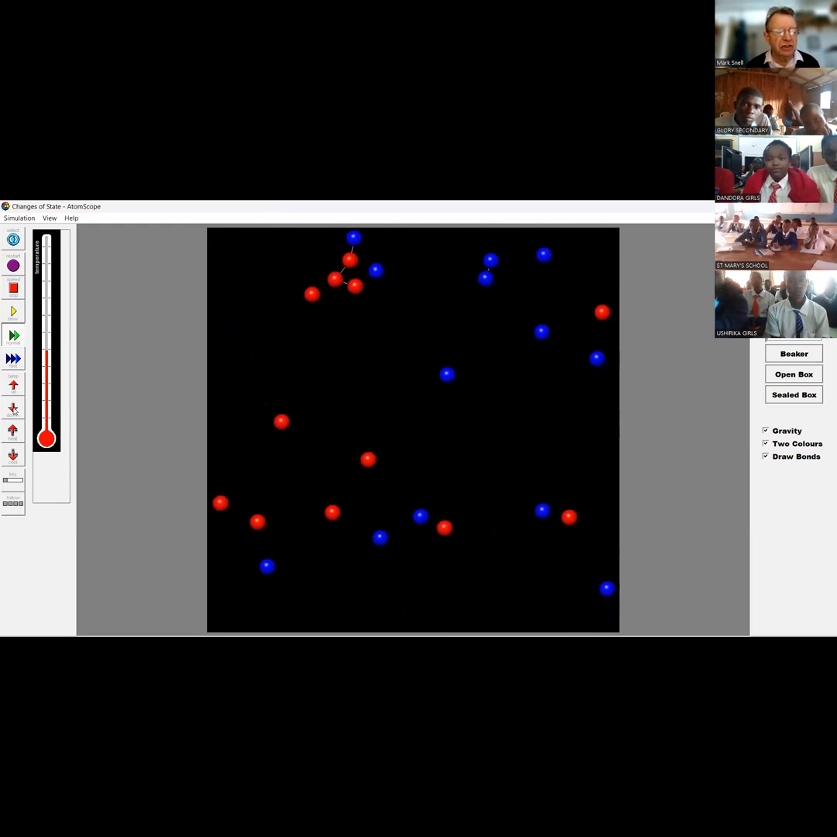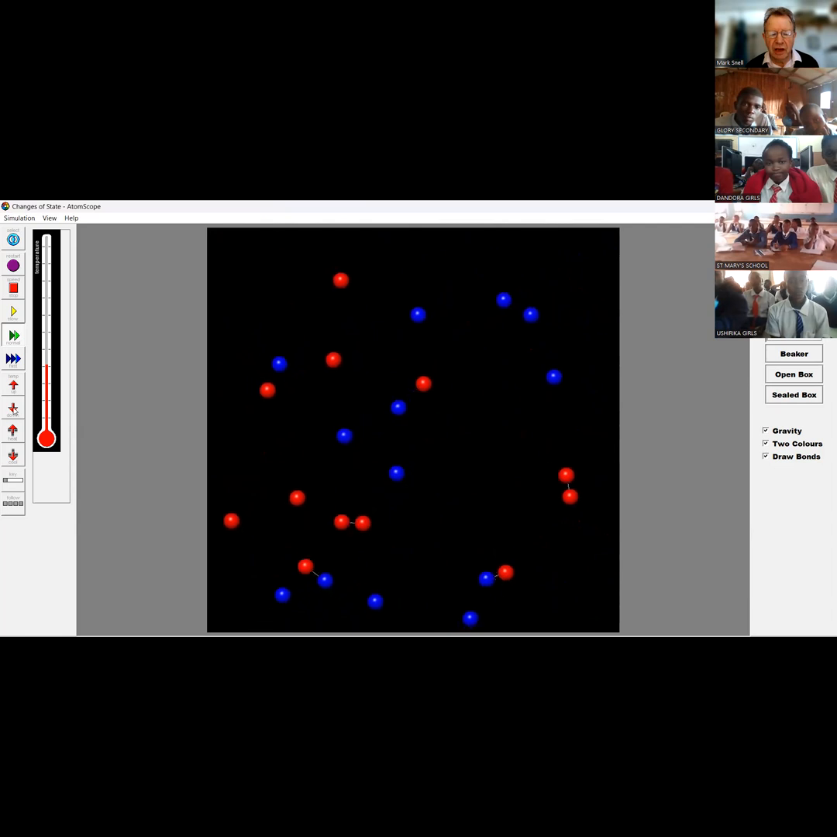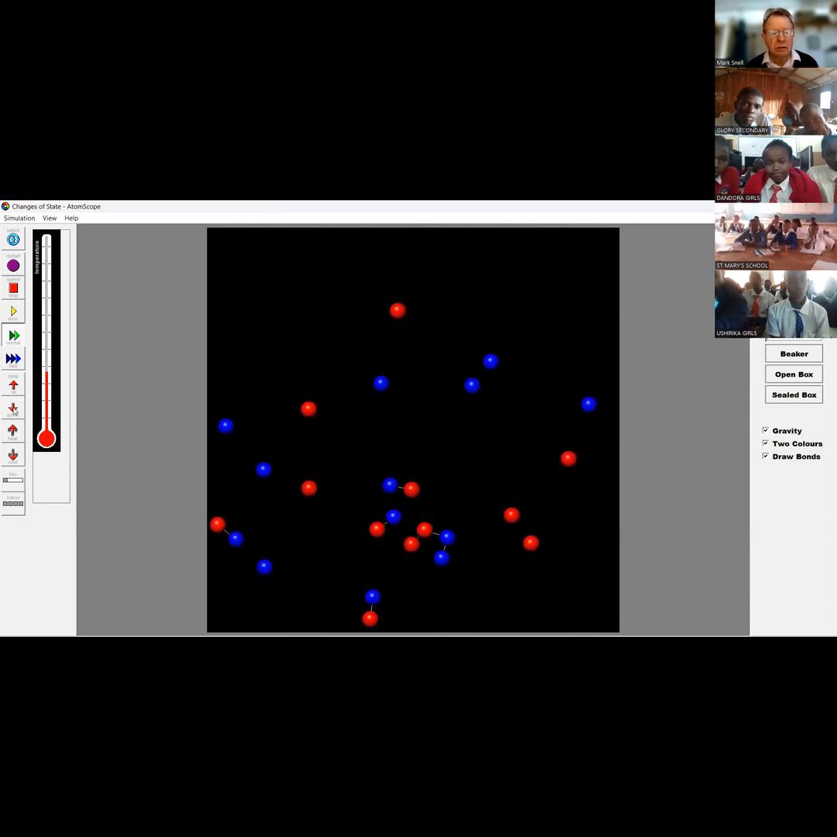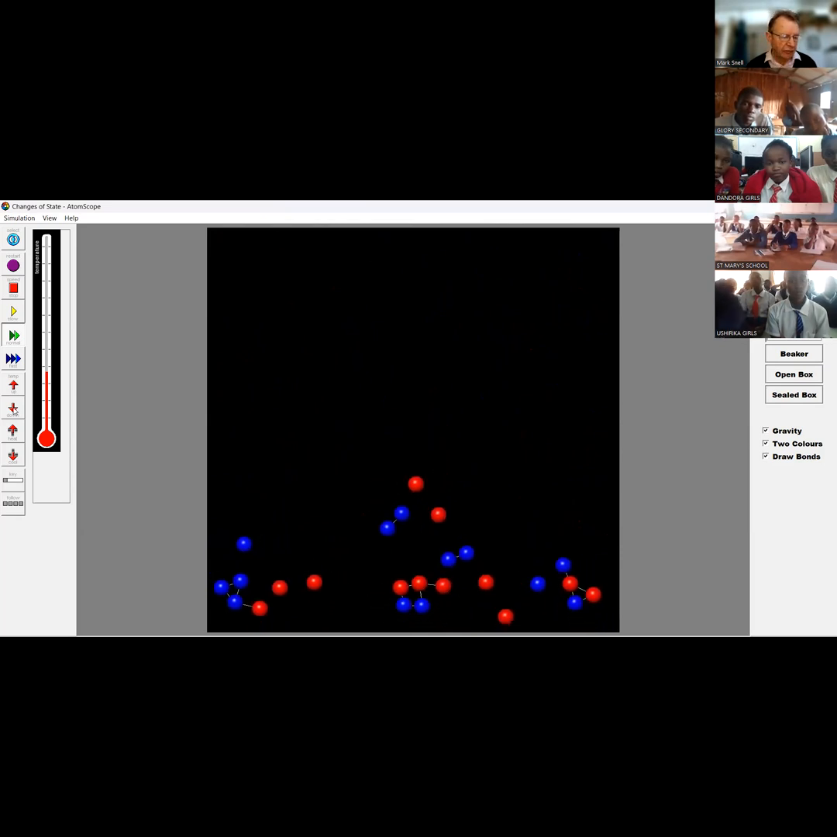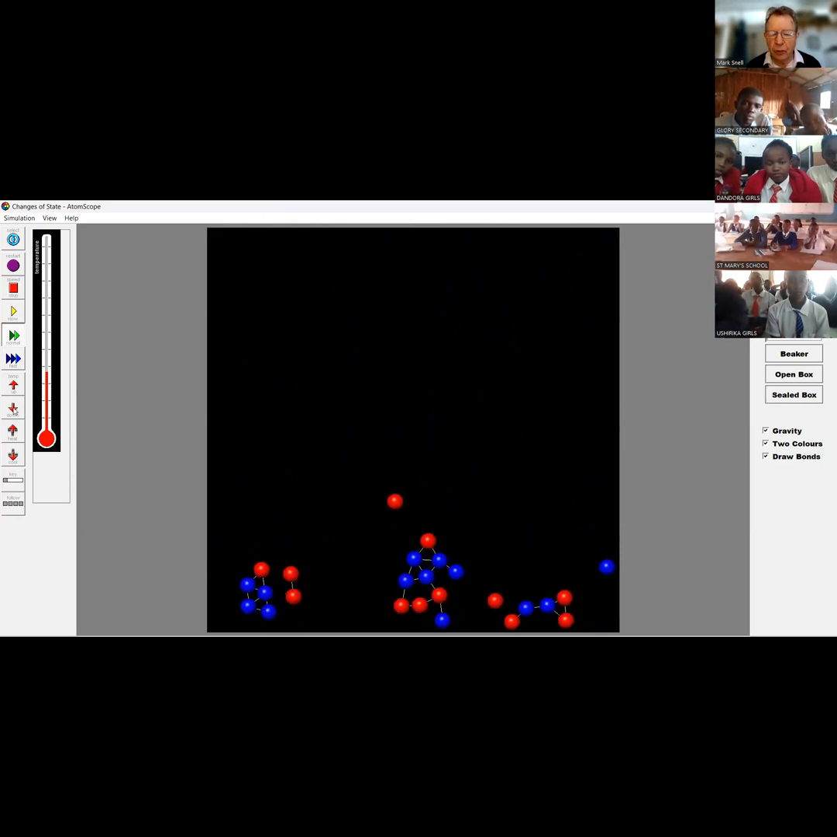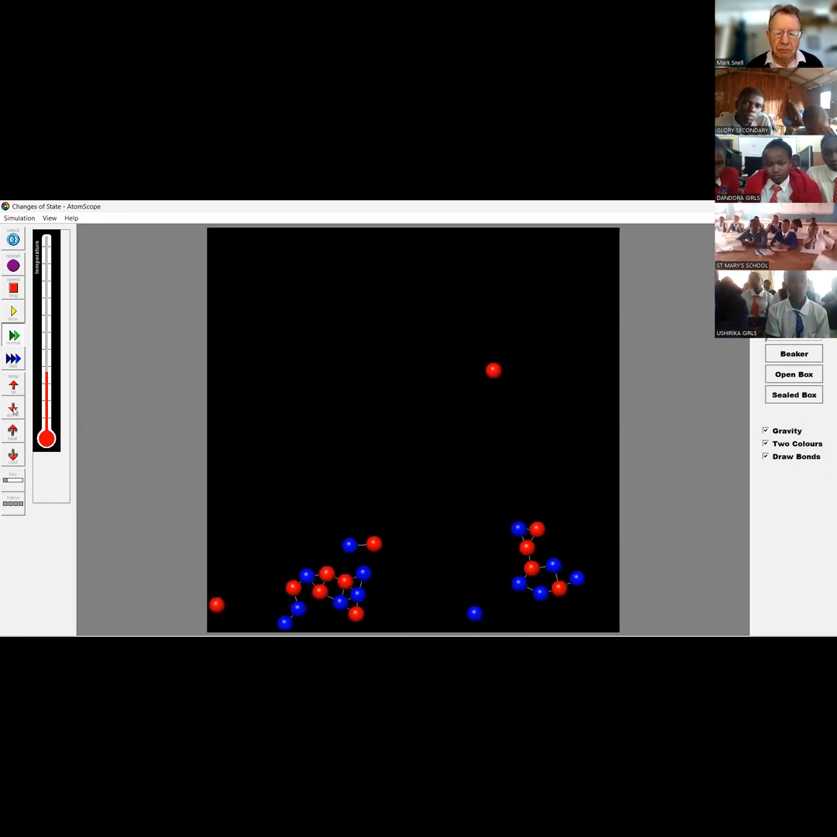The particles are still moving too quickly, but now they are starting to slow down, and now the forces are starting to take over again. Because the forces are taking over again, now they are getting organized, and the forces are starting to win now compared with the kinetic energy moving the particles about.